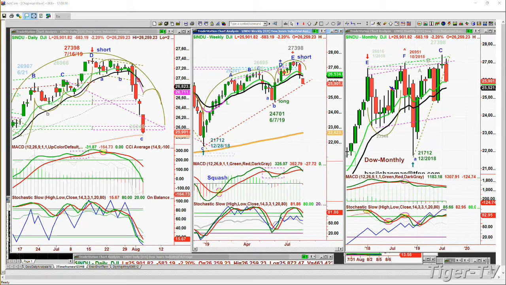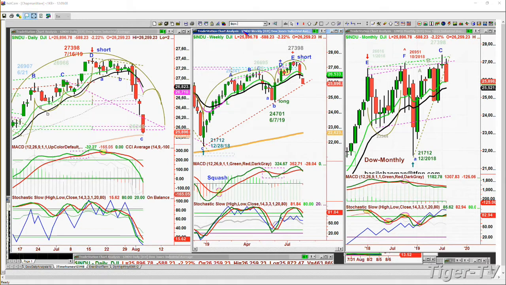And the monthly chart is very good, got repelled at the Chapman wave inside track repellent zone, and it's way down from the high of 27,398. It's at 25,900 at this particular point. So it's sitting on the 9-period exponential moving average in the daily chart. Let's go to the S&P.